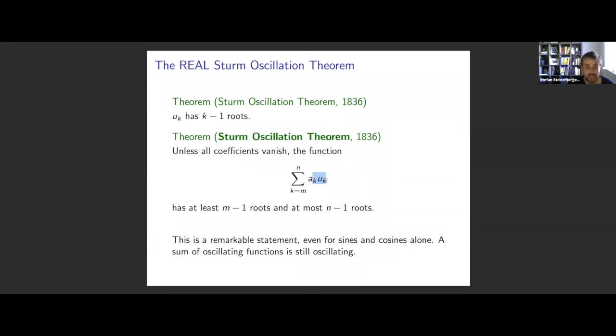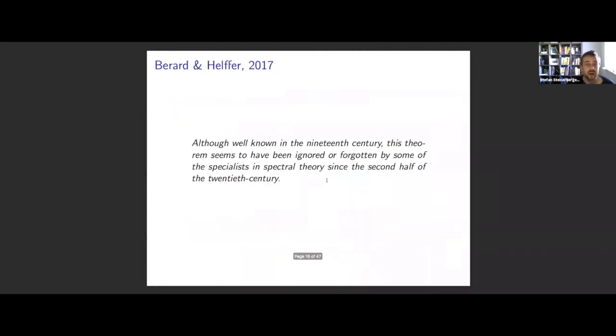It's an extreme rigidity statement. It says, you combine eigenfunctions, you can't have fewer roots than the lowest frequency object, and you can't have more than the highest frequency object. Absolutely remarkable, absolutely stunning. So why does no one know about this?